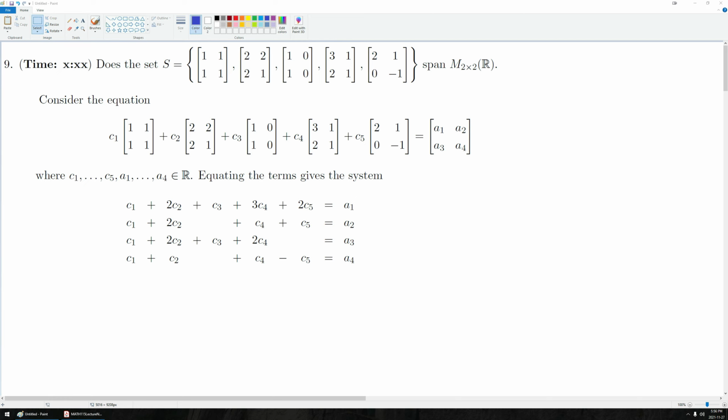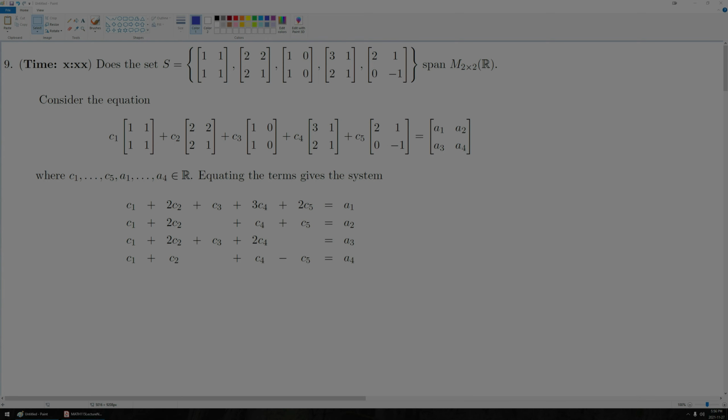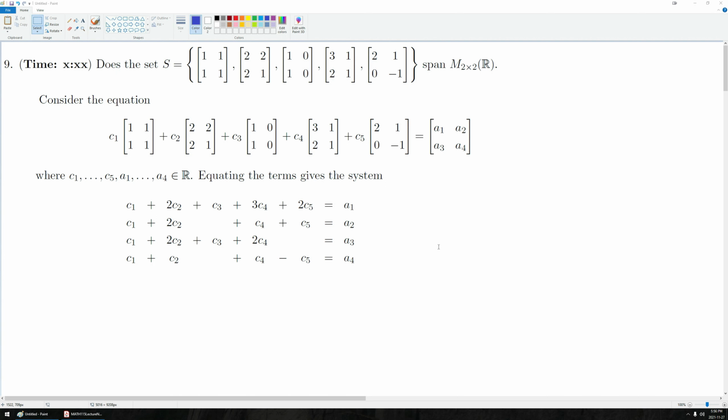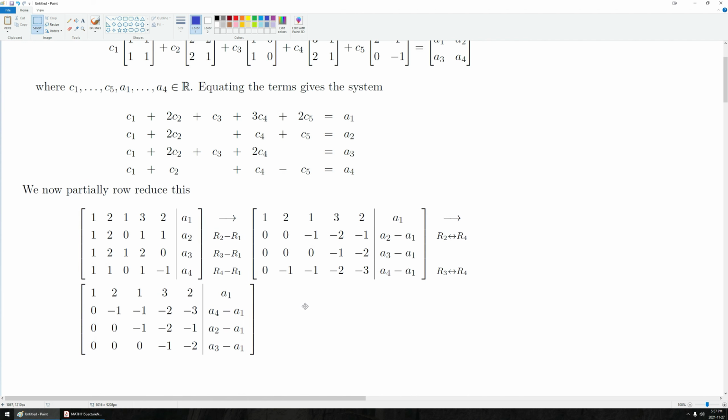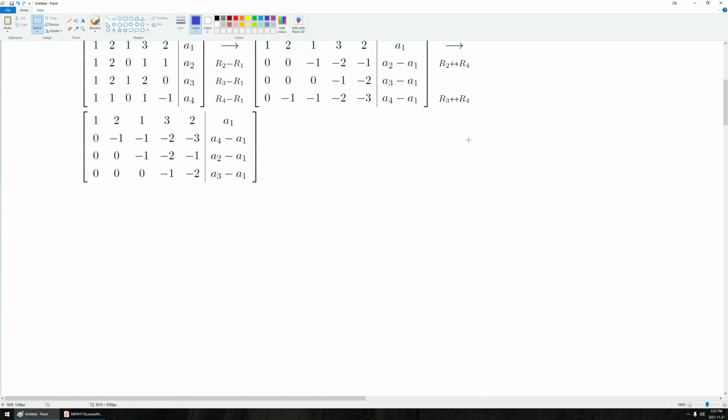So it turns out you don't actually have to row reduce these all the way to notice that there is a solution. The only thing I care about is the existence of a solution. I don't care what the solution is. I'm not asked to show how you can rewrite any element of M22 of R as a linear combination of these things. I'm just asked, can you do it? Therefore, when I go to row reduce this, I'm not going to go all the way. I'm just going to partially do it.